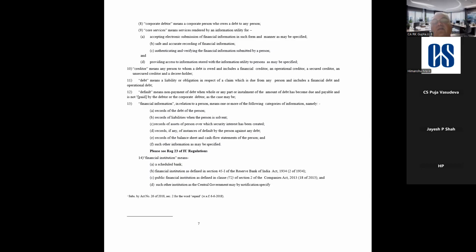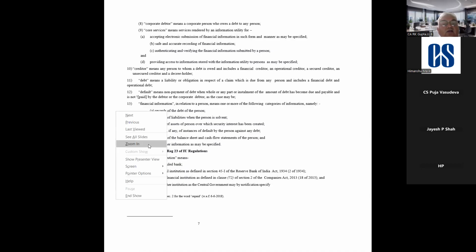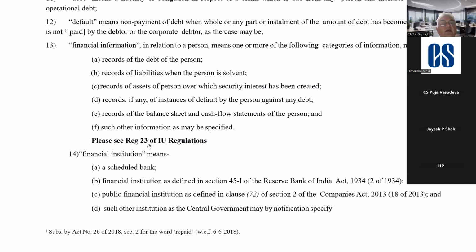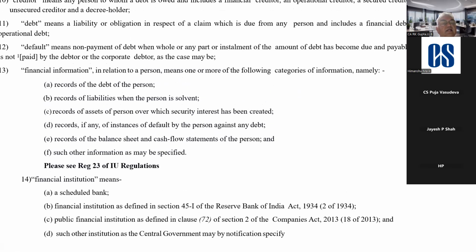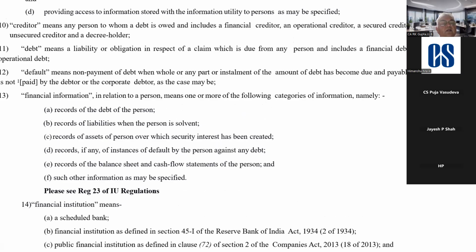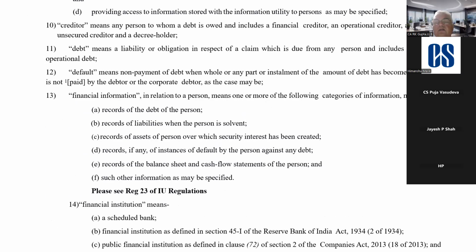So default means non-payment of debt when the whole or any part of the installment of the amount of debt has become due and payable and is not paid by the debtor or the corporate debtor, as the case may be. So why have they used the word debtor and corporate debtor both? Any idea? Why have they used the word debtor or corporate debtor here?